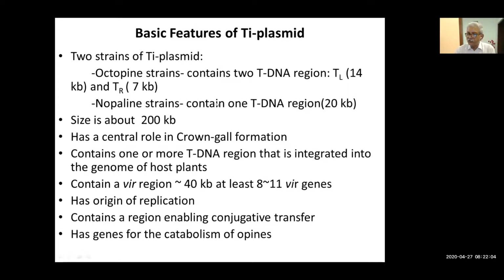The one which is of our interest, we don't divide the genes into different parts. So we want to transfer a single tDNA into a plant genome. So we prefer to use nopaline strain in the laboratory. The most popular Ti plasmids that are used in the laboratory are based on nopaline strain, which produces a single tDNA, which may be as big as 20 kilobase. It can be smaller than that. It depends on the kind of genes that you clone between left border and right border.